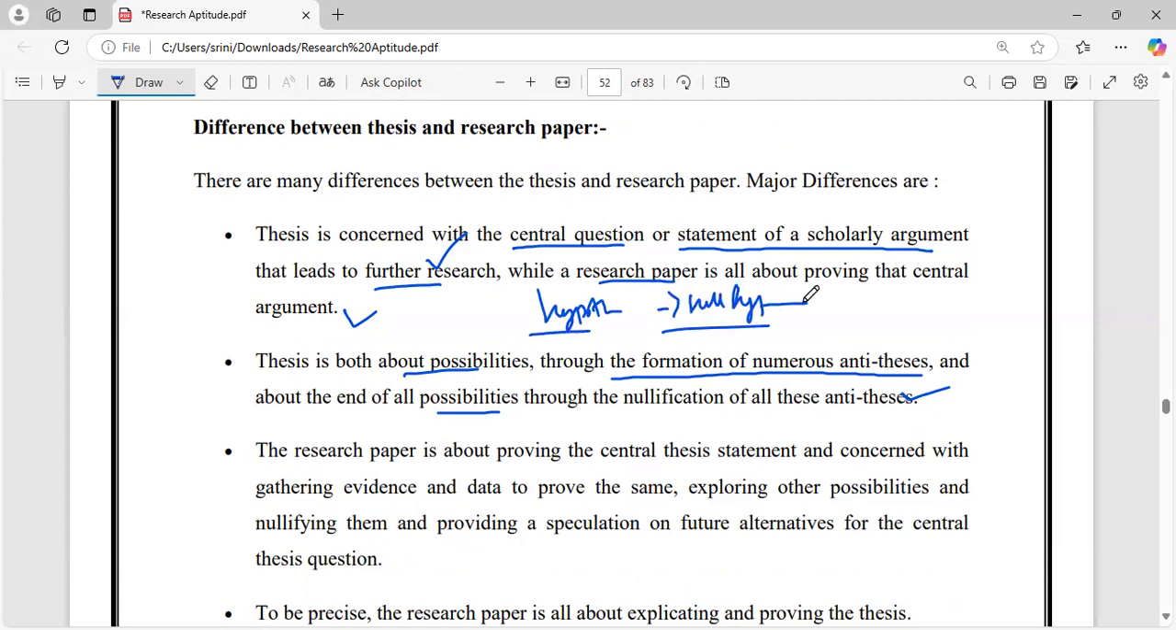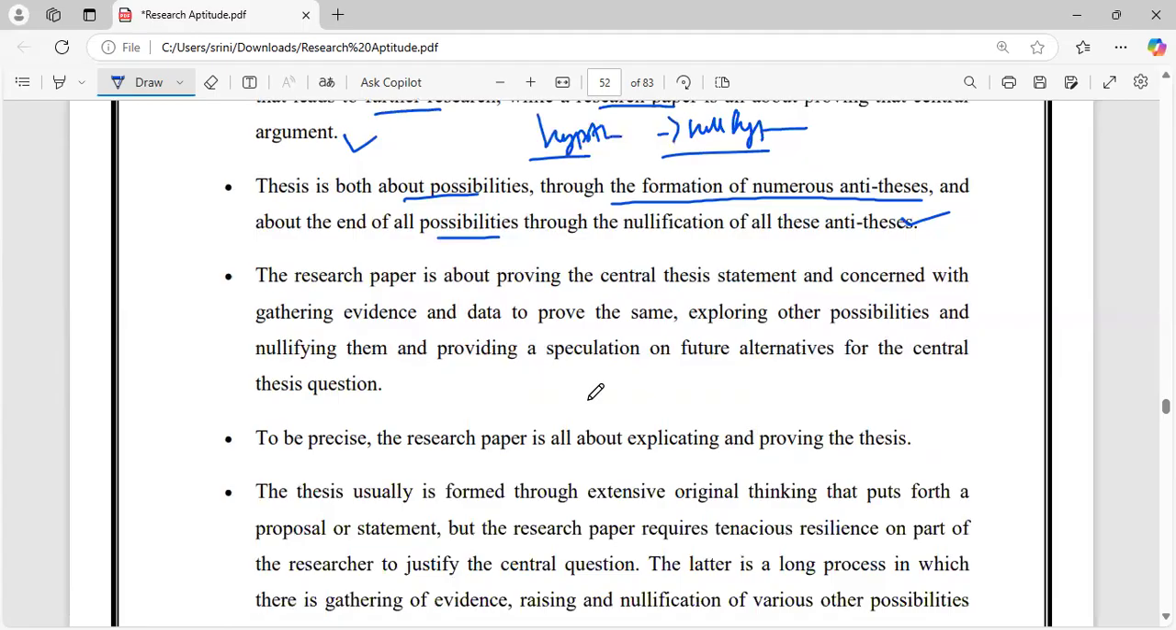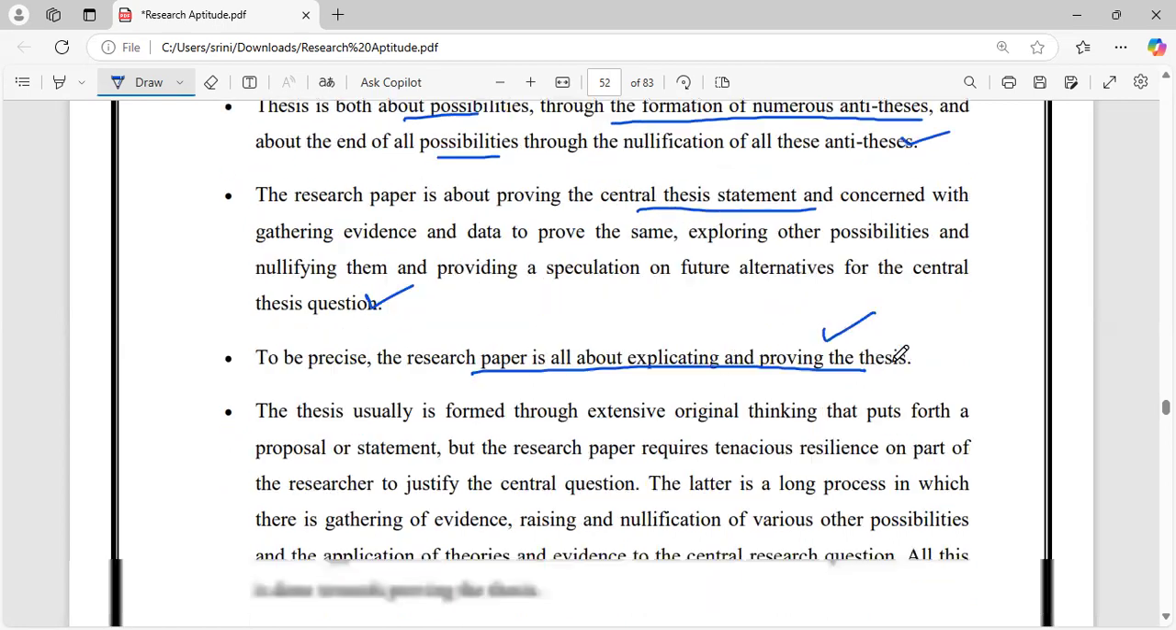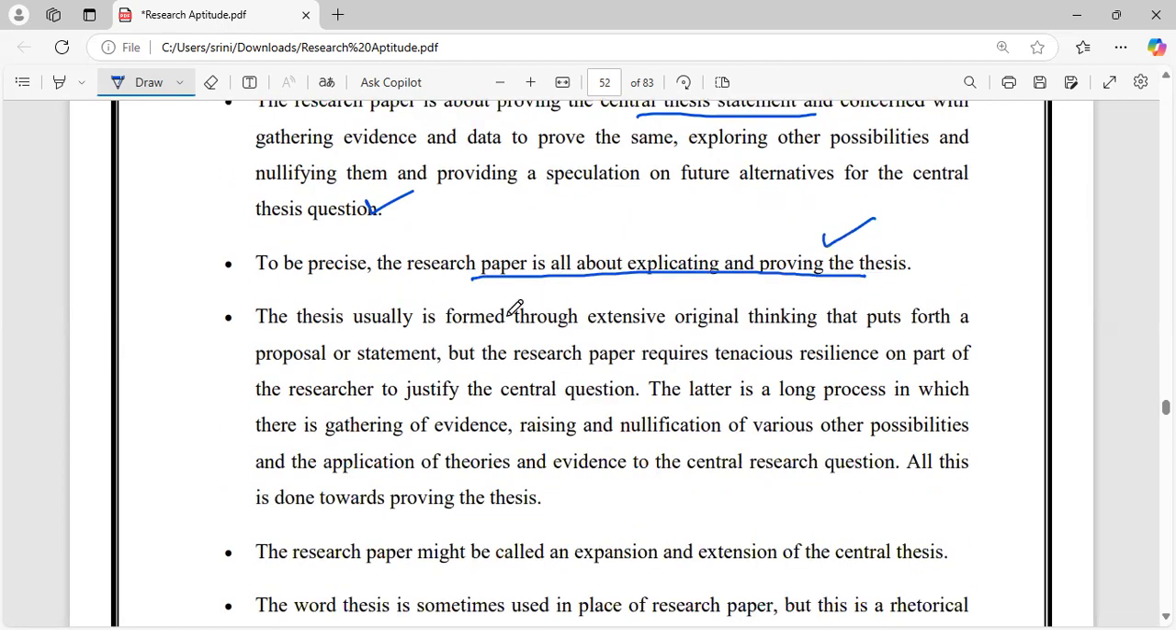Okay. The research paper is about proving the central thesis statement. The research paper is about the central thesis statement or theory statement and is concerned with gathering evidence and data to prove the same, exploring other possibilities and nullifying them, and providing a speculation on future alternatives for the central thesis. The research paper is all about explicating and proving the thesis. The thesis is usually formed through extensive original thinking, then puts forth a proposal or statement.